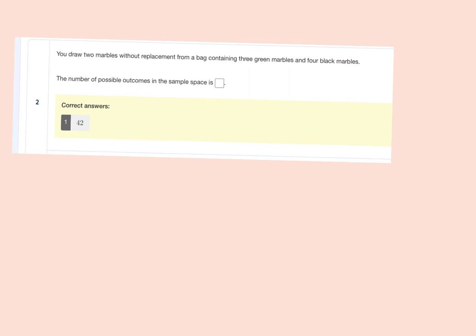All right, so this one says, you draw 2 marbles without replacement from a bag containing 3 green marbles and 4 black marbles. The number of possible outcomes in the sample space is blank. So there are 3 plus 4, right? So there's 7 marbles the first time.